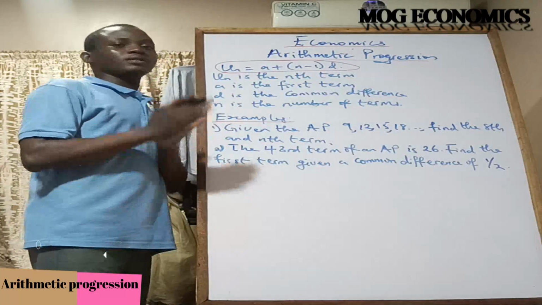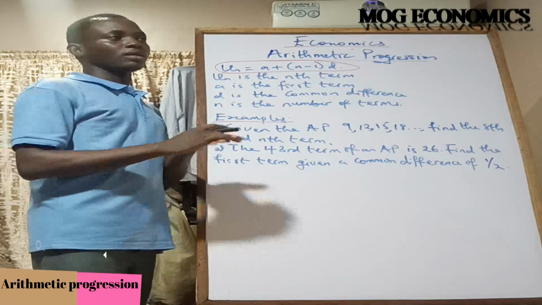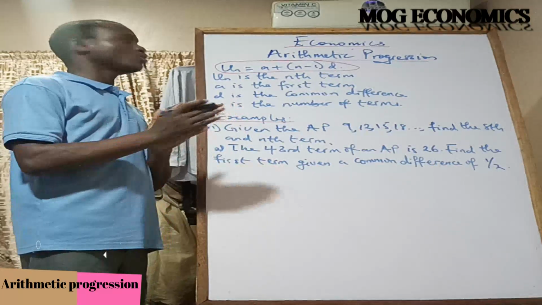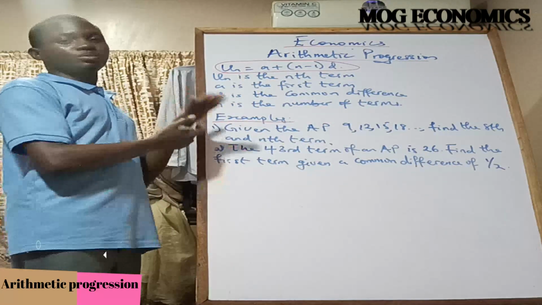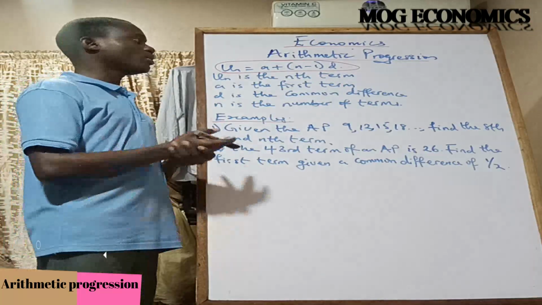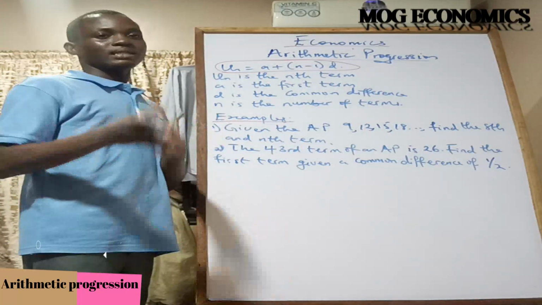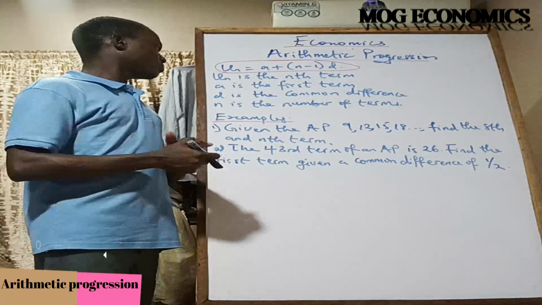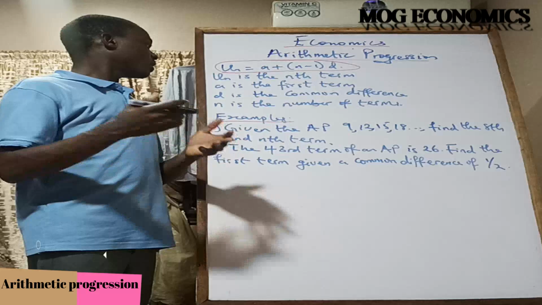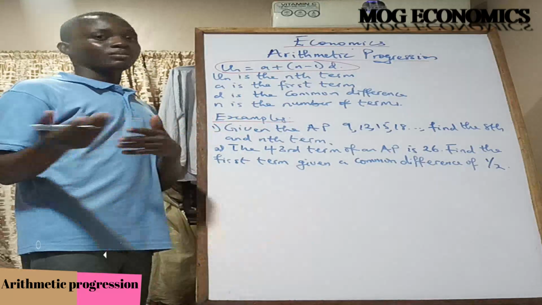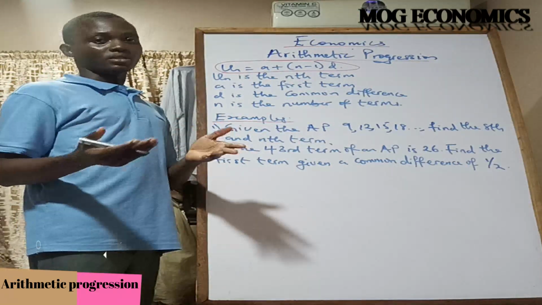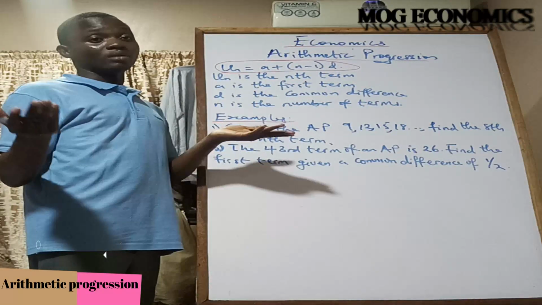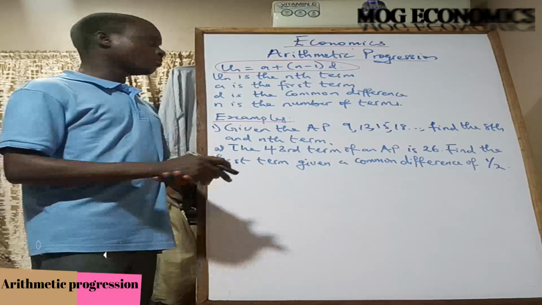So there is a formula for finding the nth term of a particular arithmetic progression, and the formula is Un is equal to a plus (n minus 1)d. It's a very simple thing. So what is Un? Un denotes the nth term. Then a is the first term in a particular sequence. Then d is the common difference, right? And then n is the number of terms. Like how do all of these apply? What is their importance?